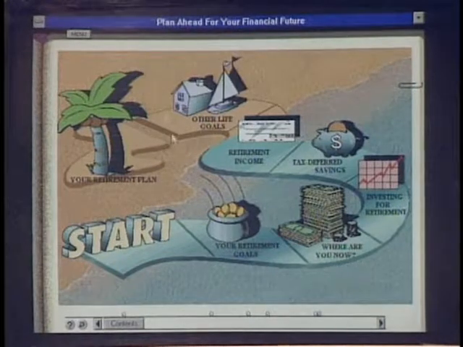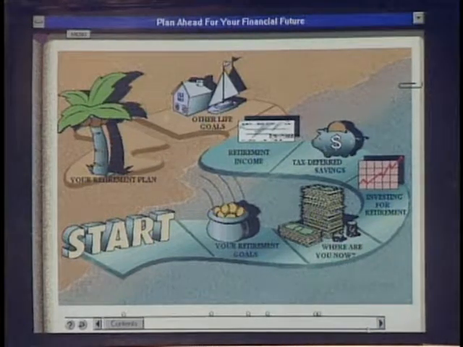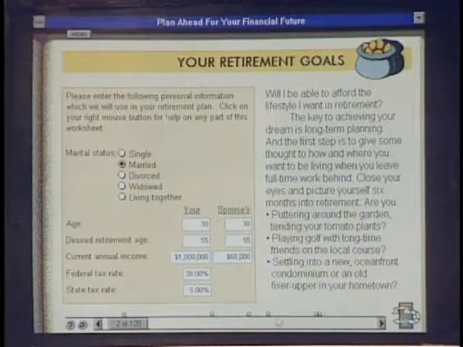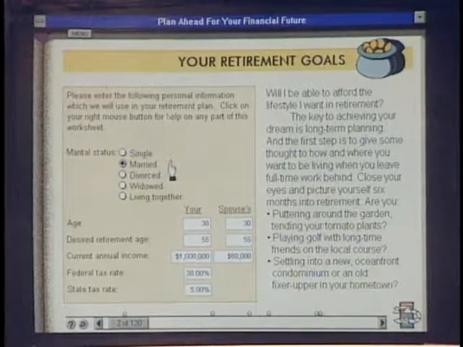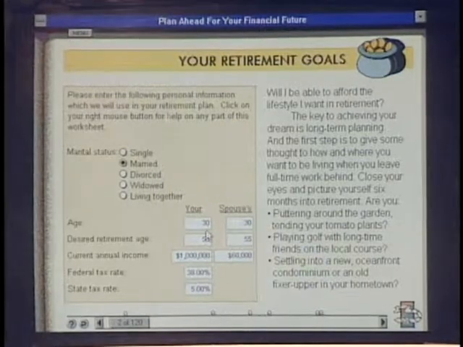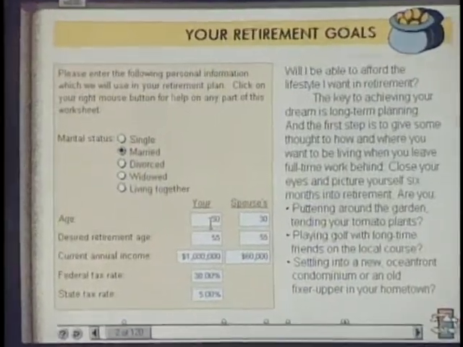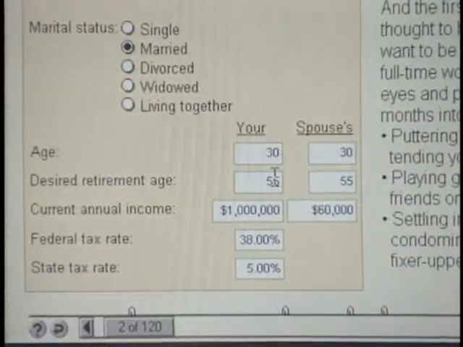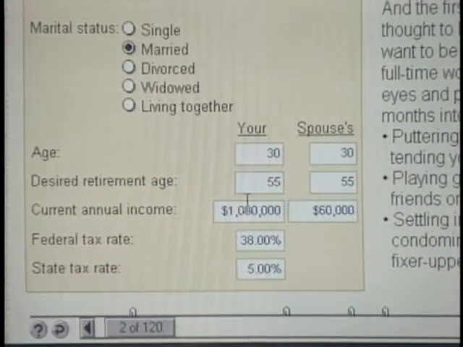The product is organized in the form of a book. So you simply turn pages to read about retirement topics and enter that information that you're talking about. So for example, here I've entered information about you. Well, theoretically about me, okay? Exactly. All right, we've got somebody who's 30 years old, wants to retire at 55, is making $1 million a year, etc.